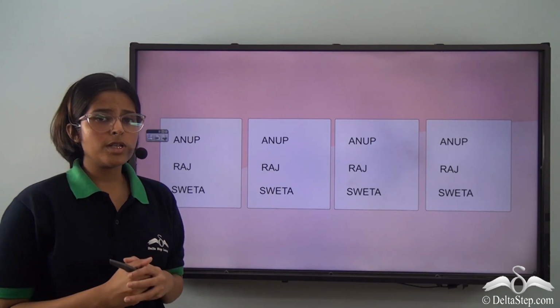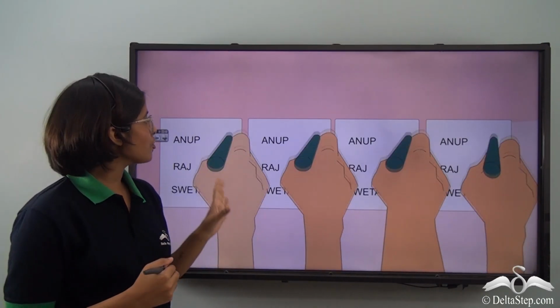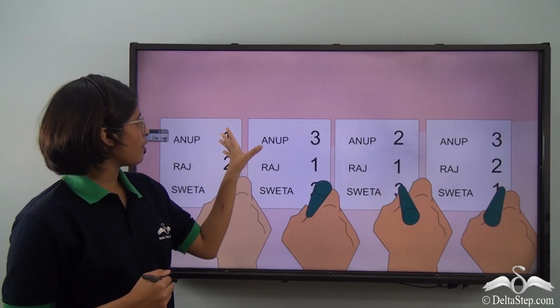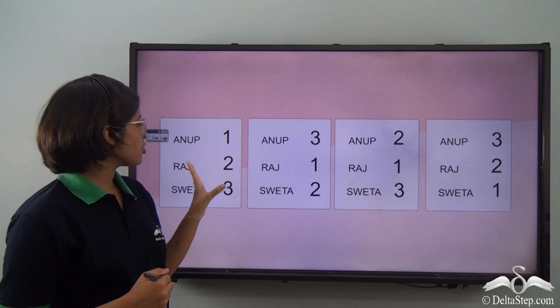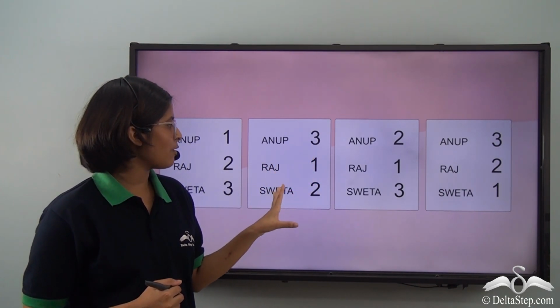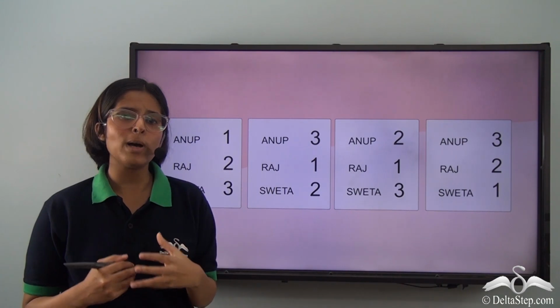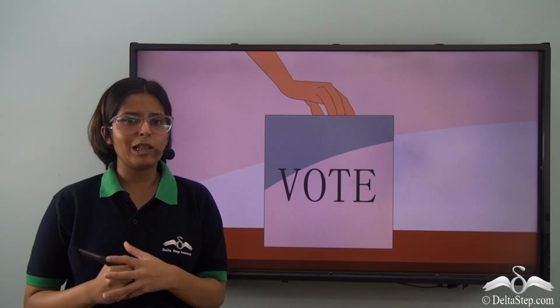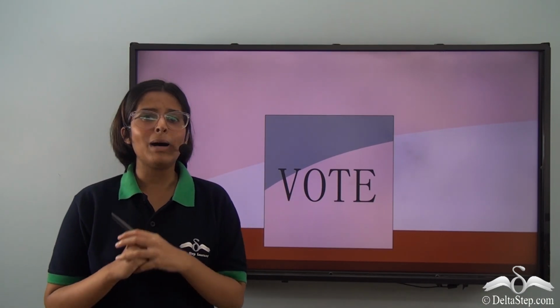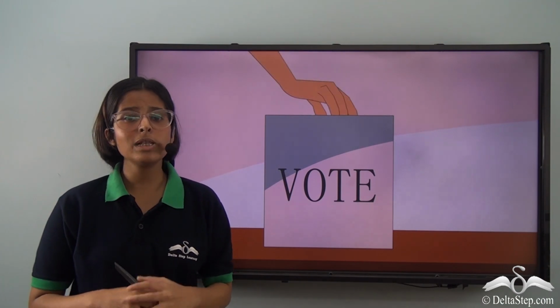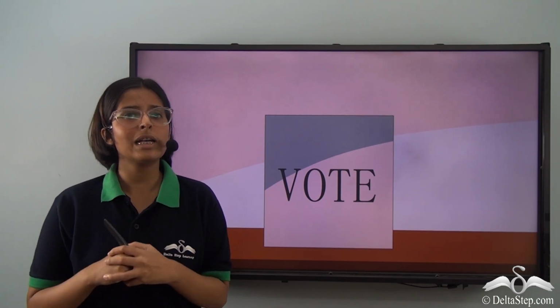Now, all the voters or electors will have to mark their preferences. So, first preference goes to Anup, second to Raj, third to Shweta. For this person, the first preference is Raj, the second preference is Shweta, third preference is Anup, and so on. Now, all of these ballot sheets are then dropped into the ballot box. After this has been done, these sheets will be taken out and counted.